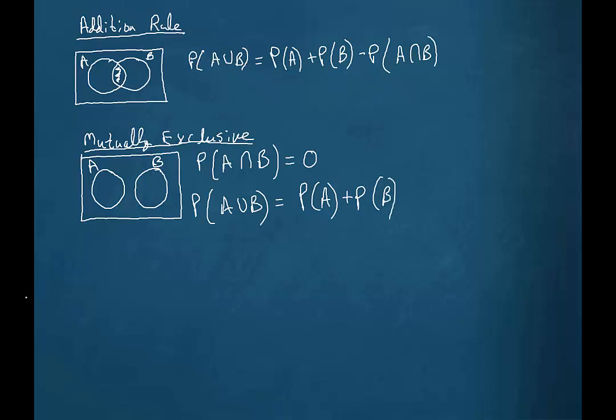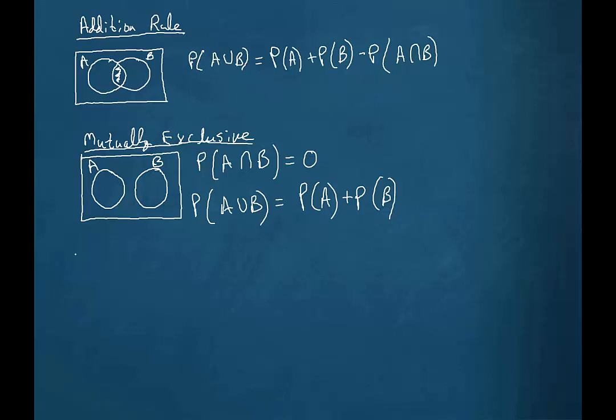So when we're finding a probability of a union of events, that's the question we have to ask. Are the events mutually exclusive? If they are mutually exclusive, then we don't subtract anything. If they are not mutually exclusive, or in other words, if they can occur at the same time, then we have to subtract the intersection off.